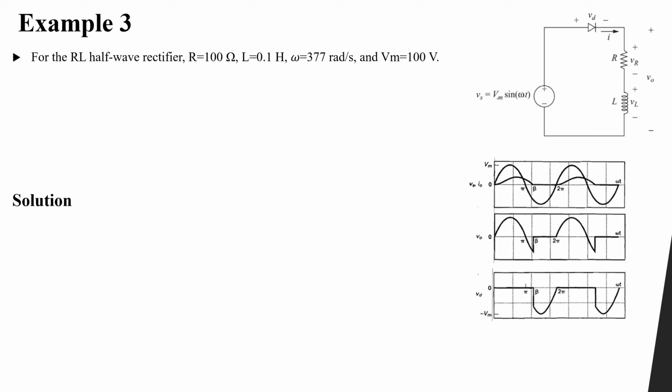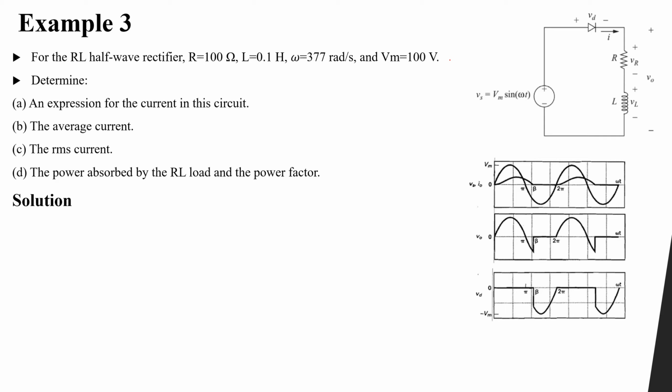Vmax is the maximum voltage of the supply, 100 volts. What we would like to determine: number 1, an expression for the current as a function of time. Number 2, the average current. Then the RMS current, the power absorbed by the RL load, and finally the power factor. So let's start with the expression of the current.